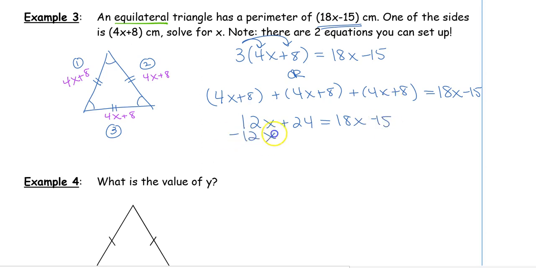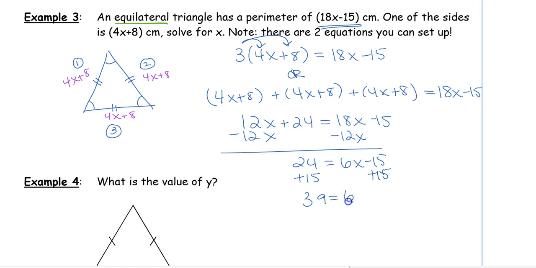We move our 12x over. We have 24 is equal to 6x minus 15. We move our 15 over. 39 is equal to 6x. We divide by 6, and we find that x is going to be equal to 6.5.